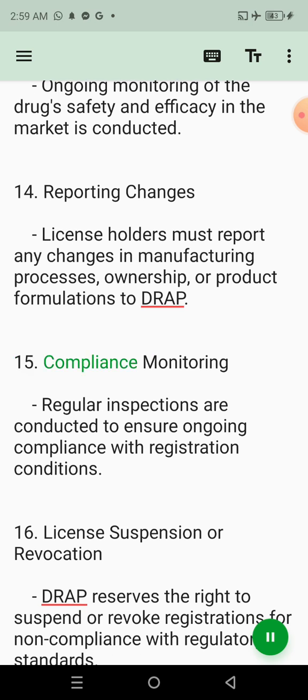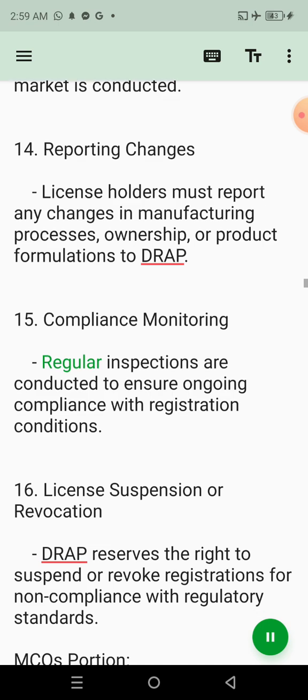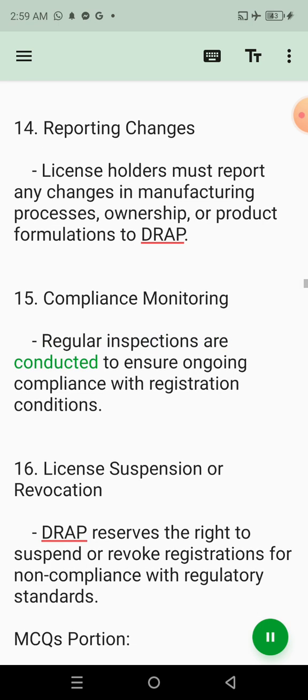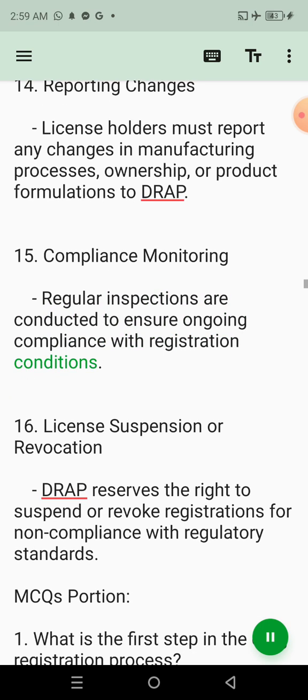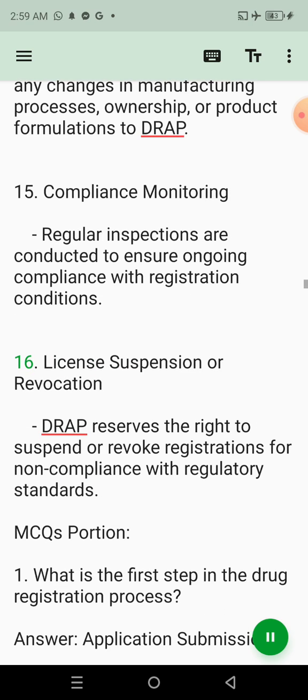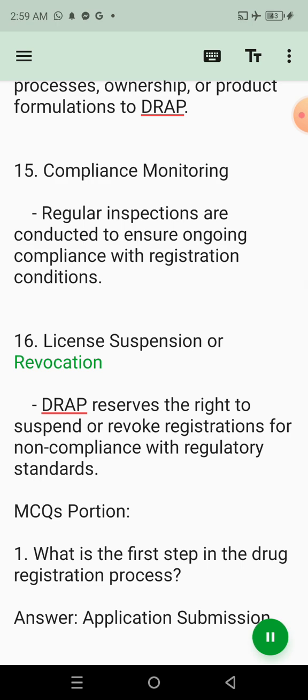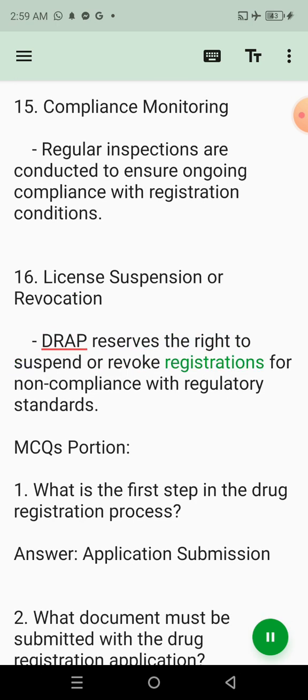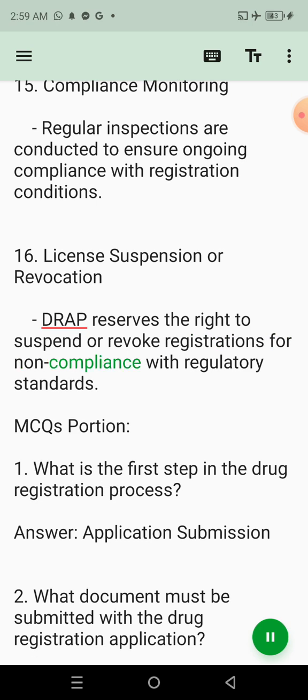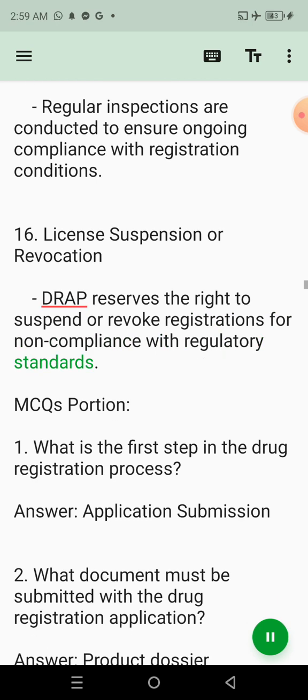15. Compliance monitoring. Regular inspections are conducted to ensure ongoing compliance with registration conditions. 16. License suspension or revocation. DRAP reserves the right to suspend or revoke registrations for non-compliance with regulatory standards.